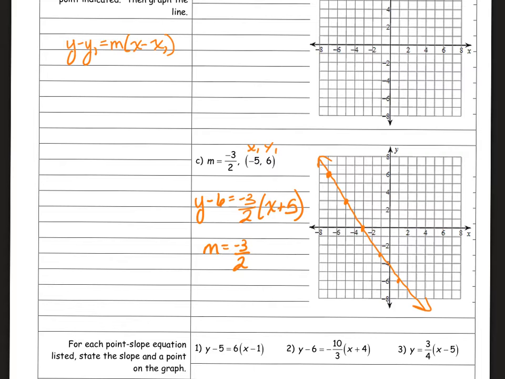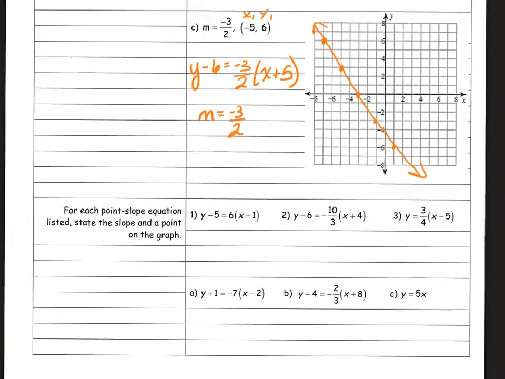I think in Delta Math you're actually going to do this one backwards. They're going to give you, actually I think a little bit later we're going to put it into this form and then put it into slope-intercept form, and then you're not going to graph it. I'm not sure. I can't remember. So sorry. It's been a while since I've done that.